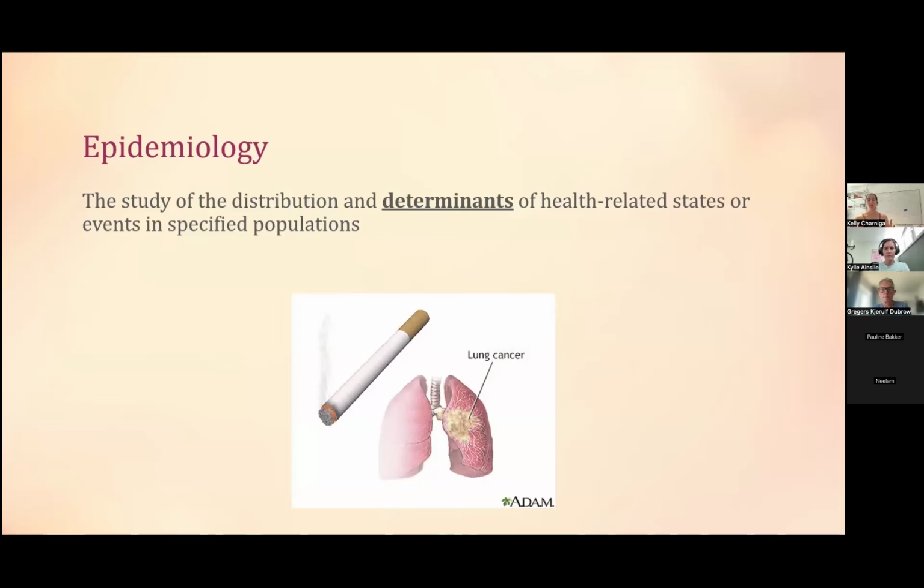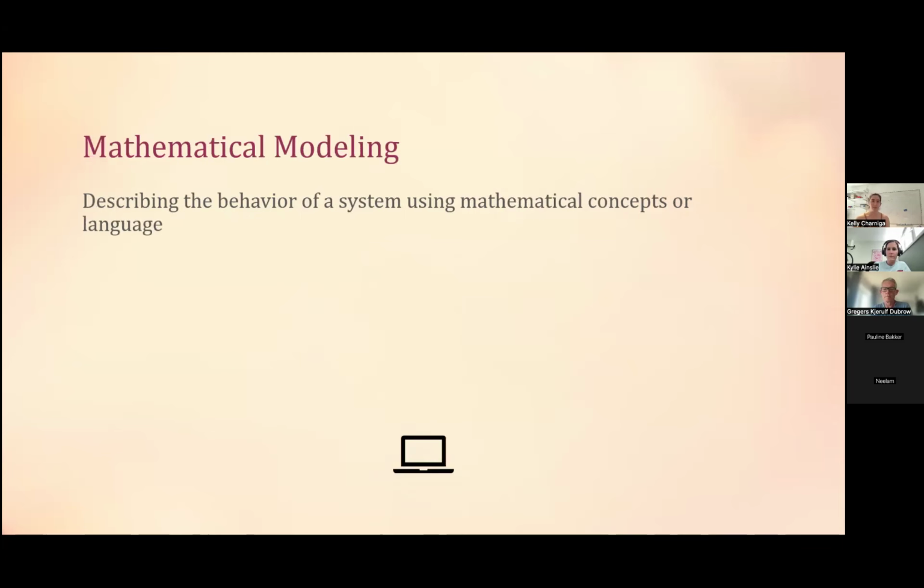And by determinant, we mean causes. So what is causing this disease or death? And we want to identify risk factors to help inform people about them so they can reduce their risk, so they can live long, healthy lives. And a good example of this is we know that smoking increases the risk of lung cancer. So that's why you see all kinds of public messaging trying to reduce people's smoking habits.